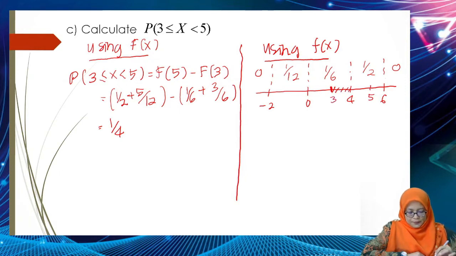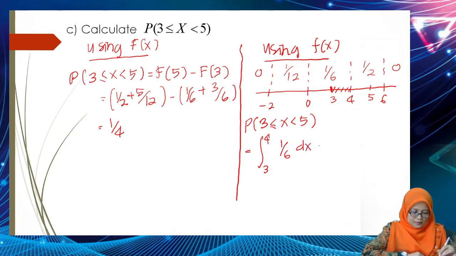Okay, so apa yang kita akan buat, probability x is in between 3 to 5. Okay, so kita akan integrate nilai daripada 3 to 4. Sebab 3 to 4 function lain. So 1 over 6 dx plus daripada 4 to 5. 4 to 5 function 1 over 12 dx.